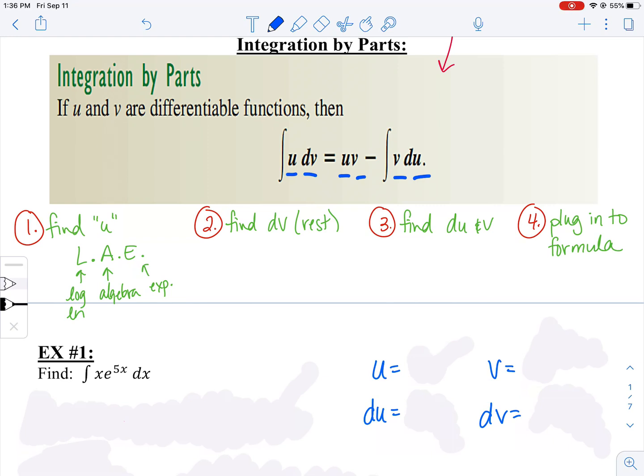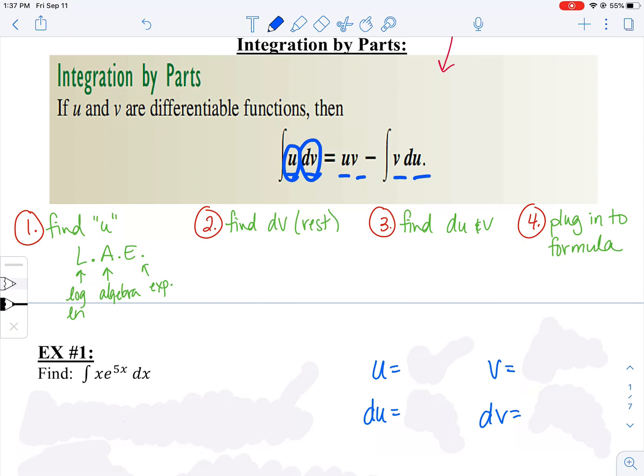So once we decide what our u is going to be, then we're going to find our dv. Again, you notice that we need to have a u and then we need to have a dv. So dv is typically the rest of the stuff that I didn't use for u. I'm going to decide what my u is, and my dv is going to be the rest of my stuff.